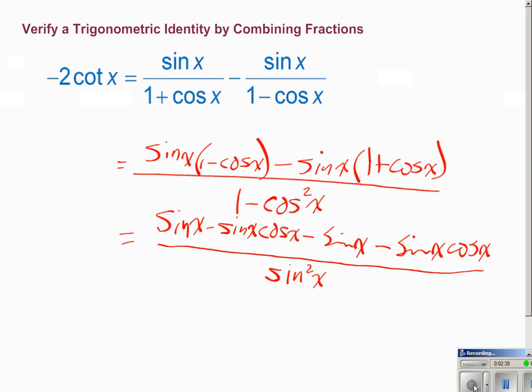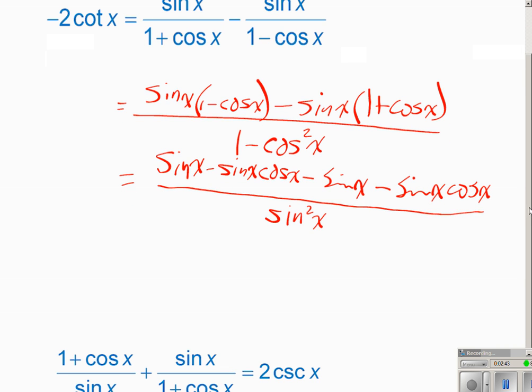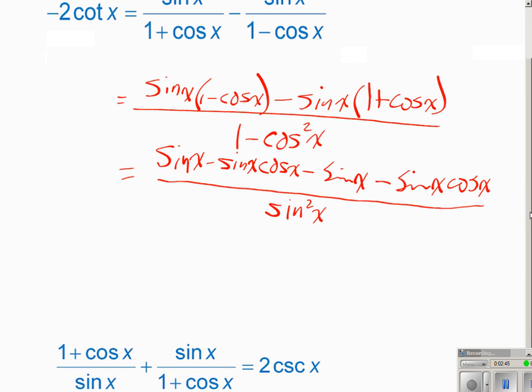Okay, let's scroll down a little bit here. But remember that we're trying to get to negative 2 cotangent x, so keep that in mind. Now, even though I don't want to work with the left side, I can be thinking as I'm going, well, cotangent, I know that cotangent is, I'm sorry, not sine over, it is cosine over sine. So I see that I've got a sine squared in the denominator here. It looks like I'm headed in the right direction.